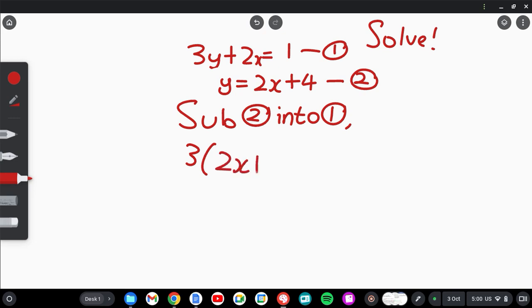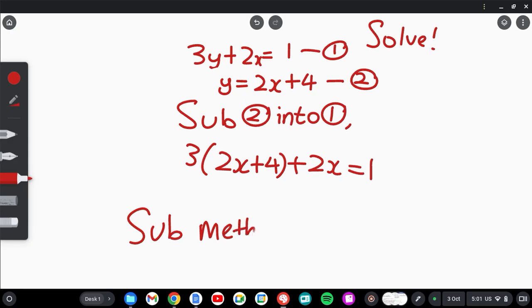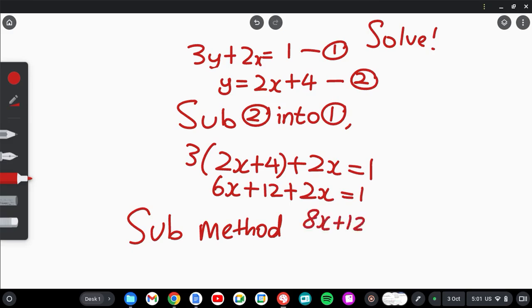3 bracket 2 4. Okay, this is substitution method, or people like to call it sub method, not subscribe, although you should. But this is a substitution method. This is 6x plus 12 plus 2x equals to 1. 8x plus 12 equals to 1. So you solve for x. X is minus 11 over 8. Something like that. This is your answer, if they ask you to solve for x.